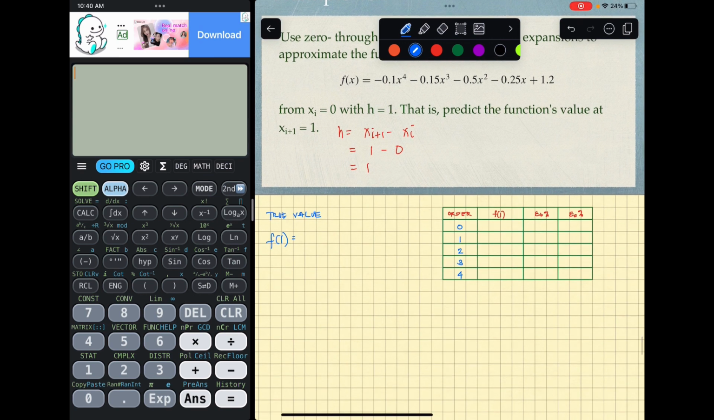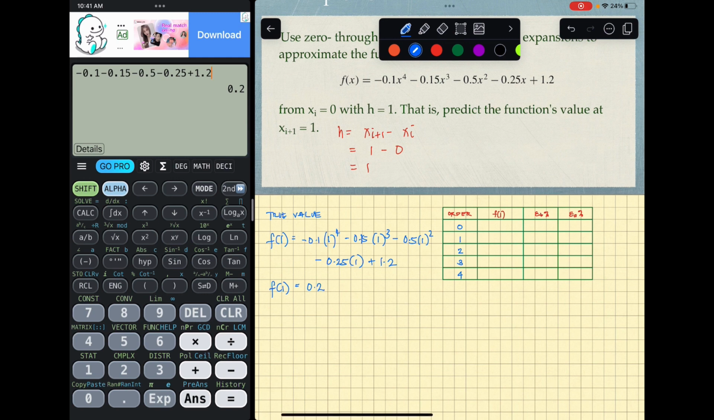So f of 1 then. We are given f of x, which is negative 0.1 times 1 raised to 4, minus 0.15 times 1 raised to 3, minus 0.5 times 1 squared, minus 0.25 times 1, plus 1.2. So our f of 1 is simply negative 0.1, since 1 raised to 4 is still 1, minus 0.15, minus 0.5, minus 0.25, and then plus 1.2. So the answer is 0.2.